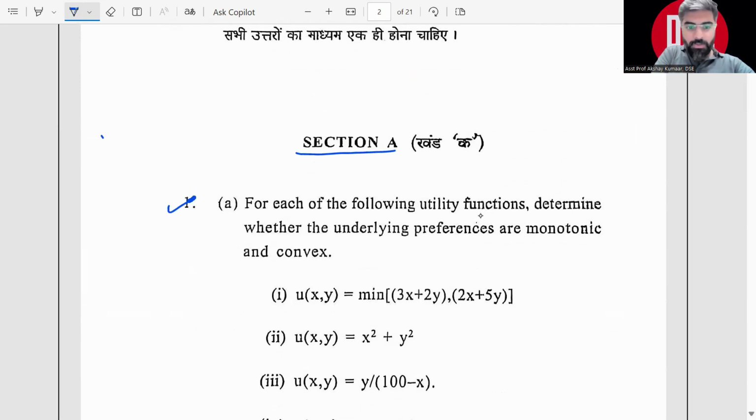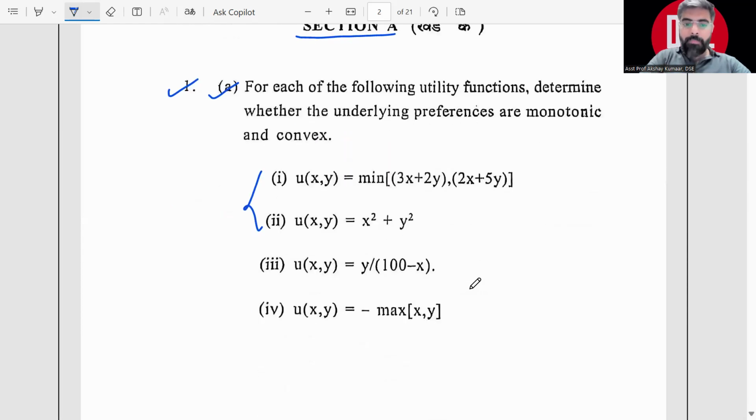We were looking at question 1, part A. Within part A, I had solved these two subparts in the previous lecture. Now in this lecture, we are going to look at parts 3 and 4. What was the question for these utility functions? We had to identify whether the preferences are monotonic and convex.